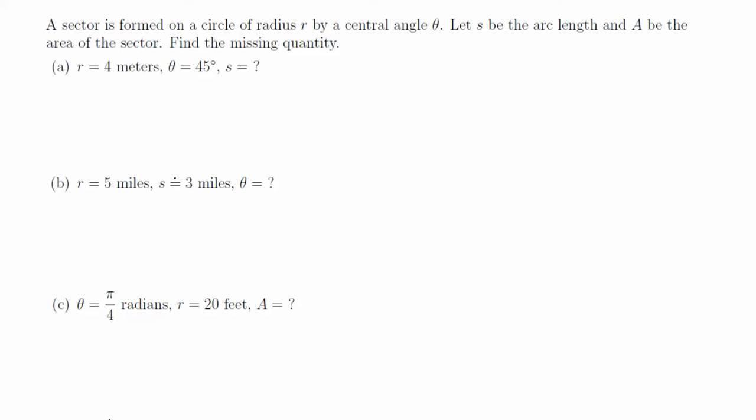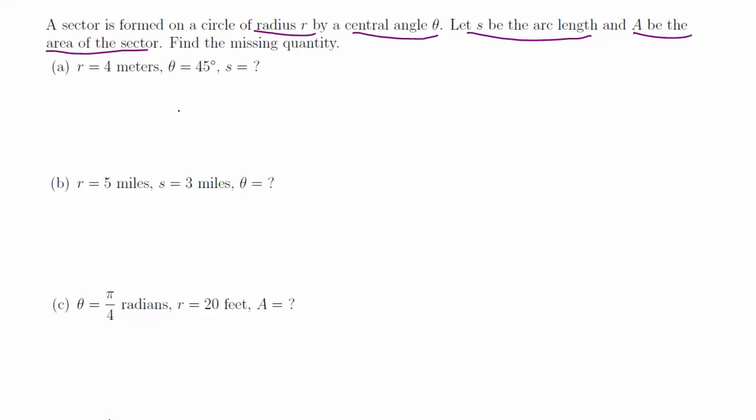A sector is formed on a circle of radius r by a central angle theta. Let S be the arc length and A be the area of the sector. Find the missing quantity. So we have the radius, the central angle theta, and we know that this theta should be in radians. S is the arc length, A is the area of the sector.